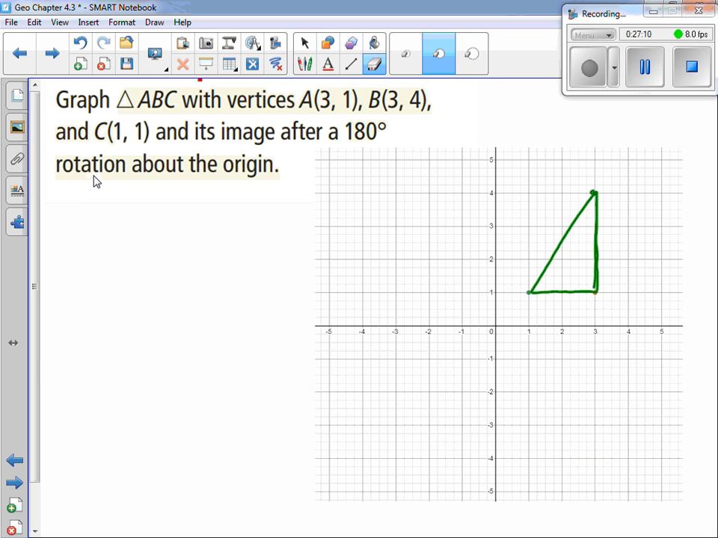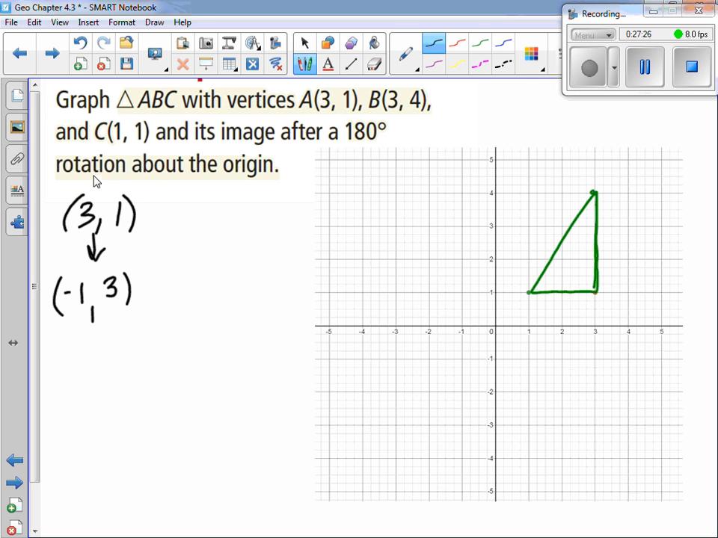So let's look at this here. I can start off with the first point, 3, 1. And what do we do? We flip it and change the sign of the first if we're going counterclockwise. So if I flip it, I get negative 1, 3, and we change the sign of the first. So when we do the 90 degrees counterclockwise, it would be negative 1, 3. If I do it again, I get negative 3, negative 1.